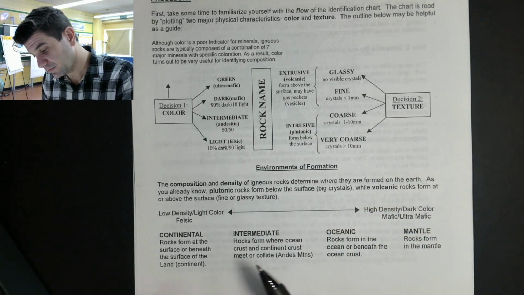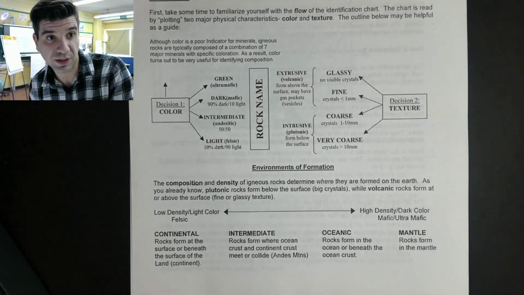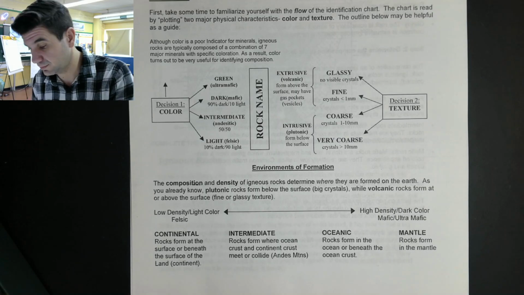All right. Next up, we're looking at the environment of formation. Continental stuff is on the left, intermediate's in the middle, oceanic is to the right, and mantle, that would be to the extreme far right.